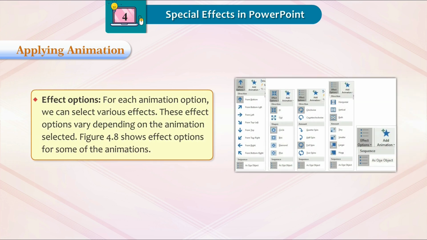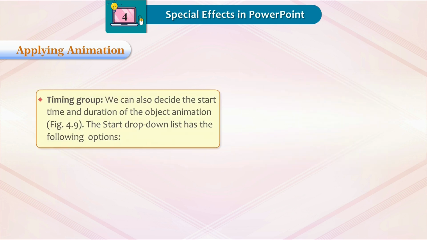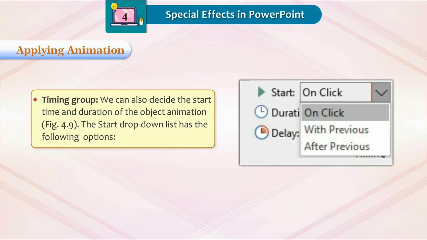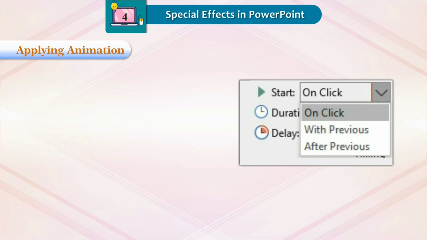Effect options. For each animation option, we can select various effects. These effect options vary depending on the animation selected. Figure 4.8 shows effect options for some of the animations. Timing Group. We can also decide the start time and duration of the object animation. Refer to figure 4.9. The Start drop-down list has the following options.